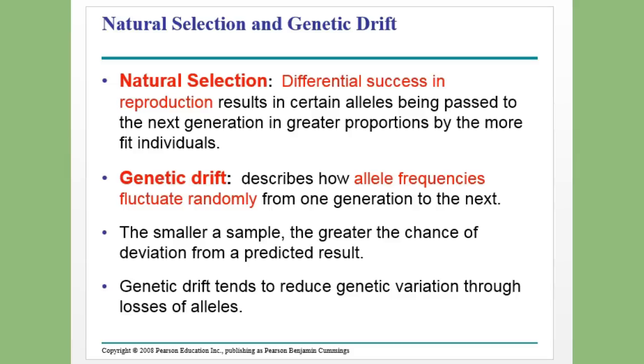Genetic drift describes how allele frequencies fluctuate randomly from one generation to the next. The smaller a sample, the greater the chance of deviation from a predicted result. Genetic drift tends to reduce genetic variation through losses of alleles.